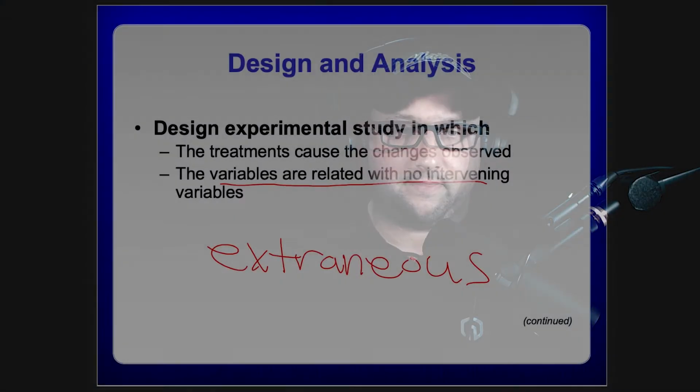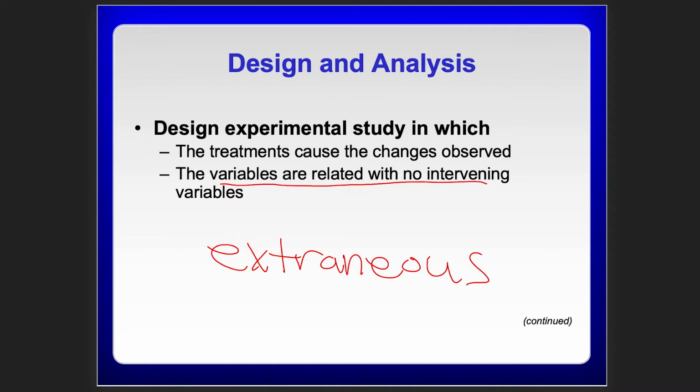So anyway, do the measurements work? Do the treatments actually work as well? And the design and analysis. So design an experimental study in which the treatments cause the changes that are observed, not some extraneous variable, something you weren't looking out for, something that isn't part of what you were wanting to look at. You're wanting to look at certain variables. You're wanting to manipulate certain variables. You want that stuff to be causing the changes. You don't want something else from the outside.